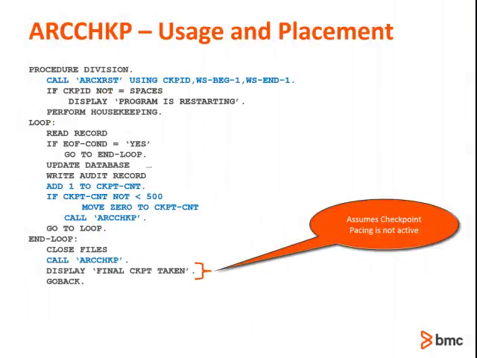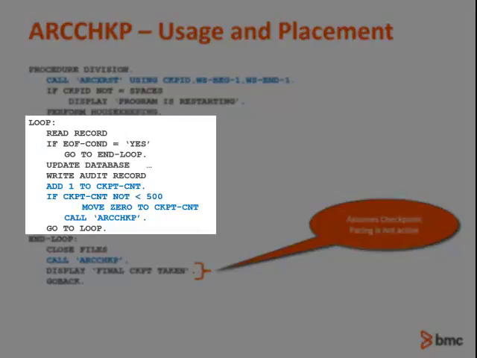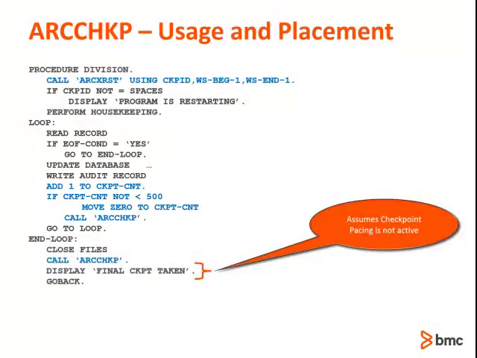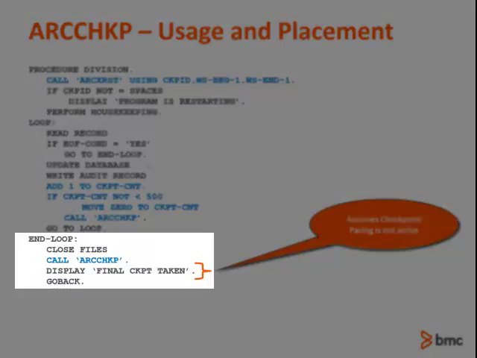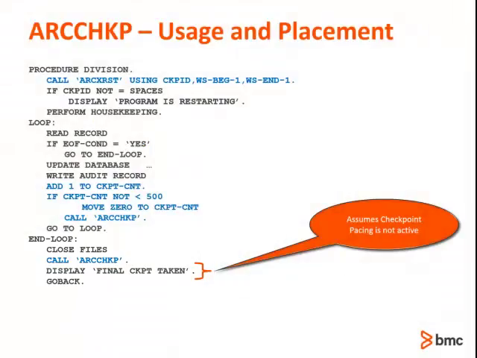This simple program logic shows how to use the ARC checkpoint call. Notice that the program is trying to issue an ARC checkpoint call for every 500 input records. If this is a DB2 program, a DB2 commit will be generated by ARC as each ARC checkpoint call is processed. The developer has chosen to issue a final checkpoint at program shutdown time. This is an optional technique to ensure that all files have been closed and no residual data is left in any buffers. This technique assumes that checkpoint pacing is not active.